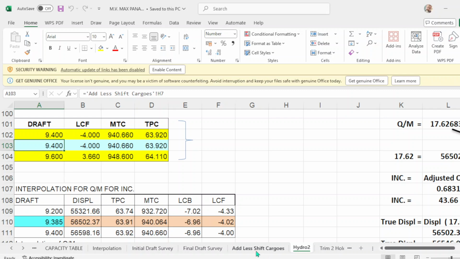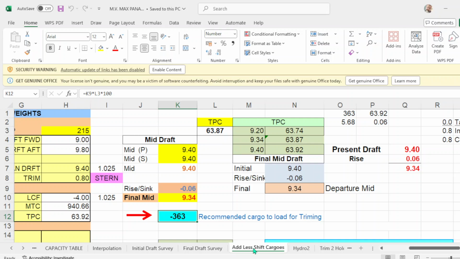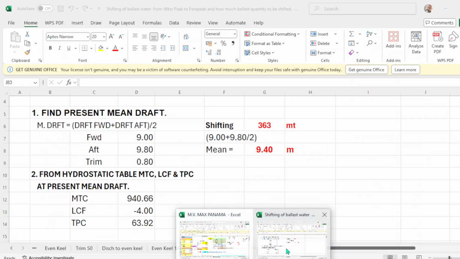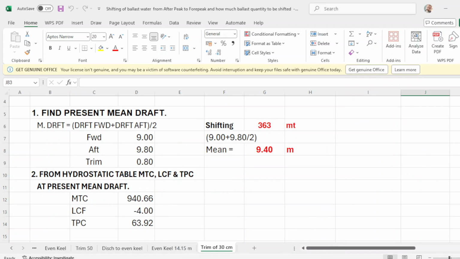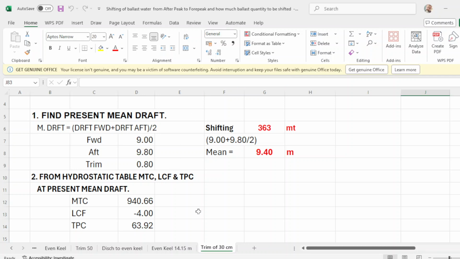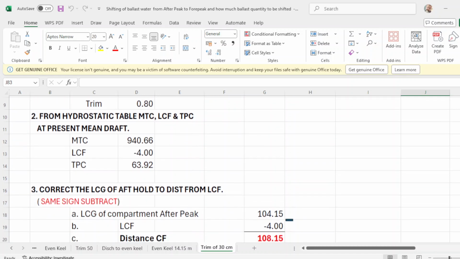So proceed to the program, which is this one. By the way, guys, this is in Excel form, so it's very easy to compute if you use the Excel form. Okay, so we go to number 3.